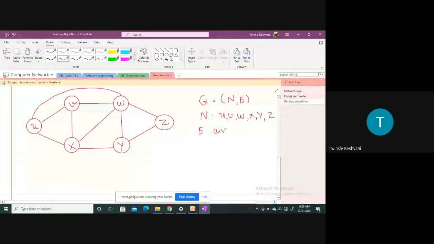then UX, UW, then VX, then VW. VU is there, but we have already written UV. That's why we will not write VU, right? So V is connected with W and V is connected with X, right? Now taking X, then X is connected with XW, XY. W is connected with WY and WZ. So you can see here, these are the edges of the graph and these are the nodes of the graph.